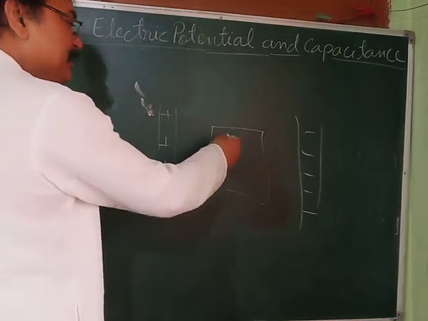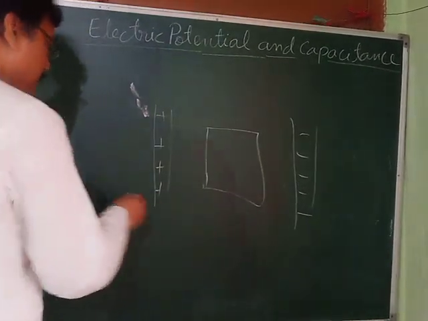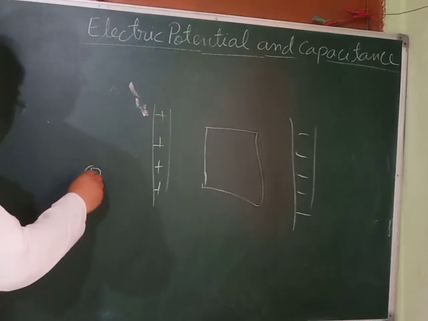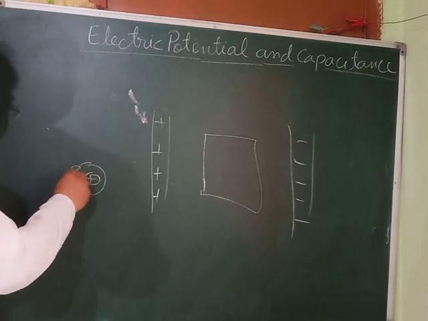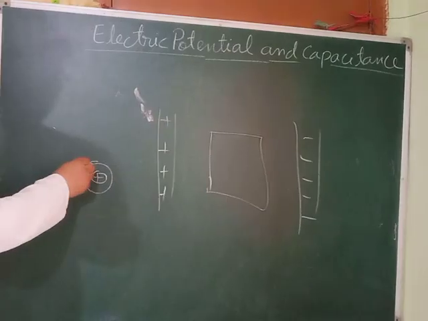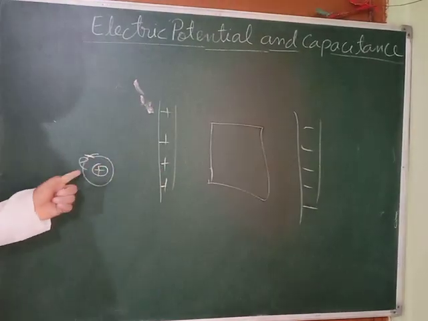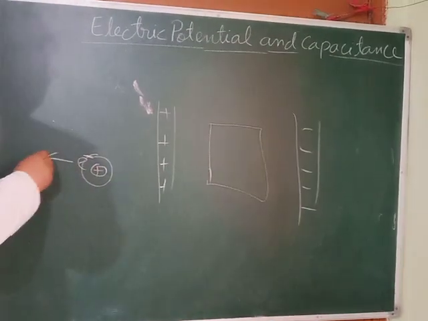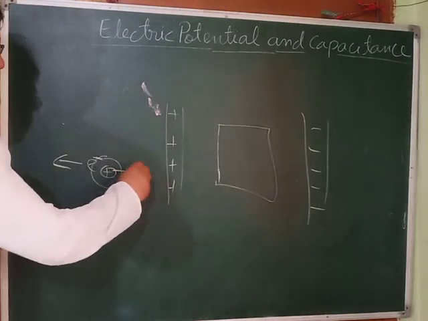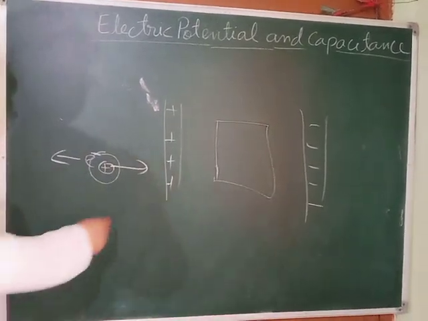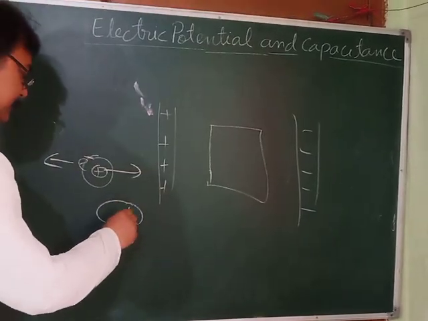This insulating material is made up of atoms, and atoms are like this. This is the nucleus, and the electrons are revolving in the orbit. This positive charge area will attract the electron. It will pull the electron and repel the nucleus away. So do you know what happens? These atoms get deformed like this.